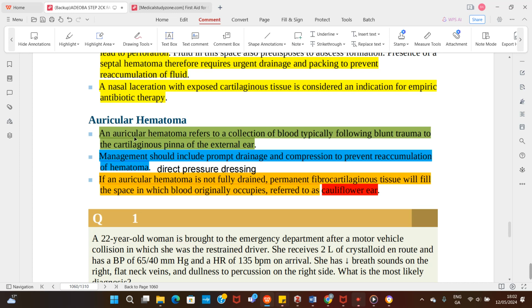You can check that up. We see the way it looks like. There's gross deformation of the ear due to ingrowth of fibrocartilaginous tissue from improper drainage of auricular hematoma.